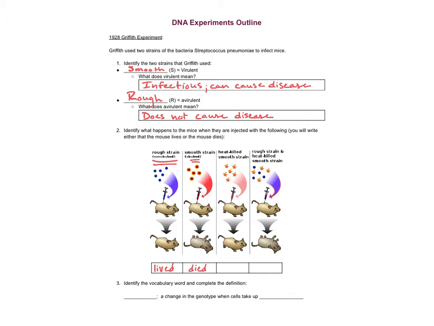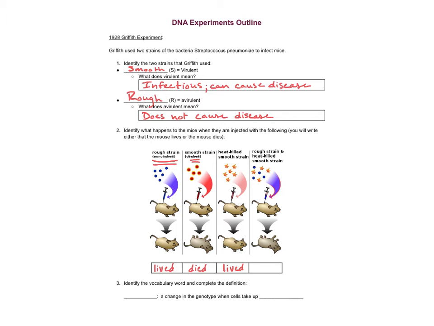He then tried to infect the mice with the smooth strain, which remember is virulent and would kill the mice. But if he killed the bacteria first by heating it up, he discovered that the killed bacteria did not cause the mice to die either. So in this case, the mice lived. Next, Griffith tried something interesting.